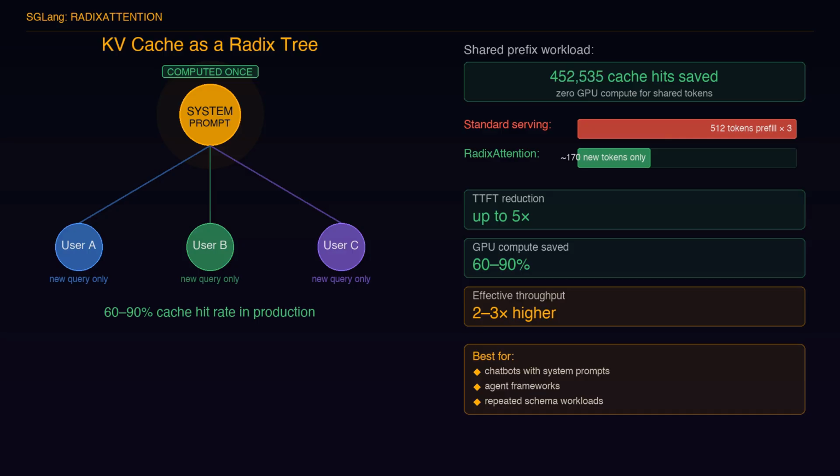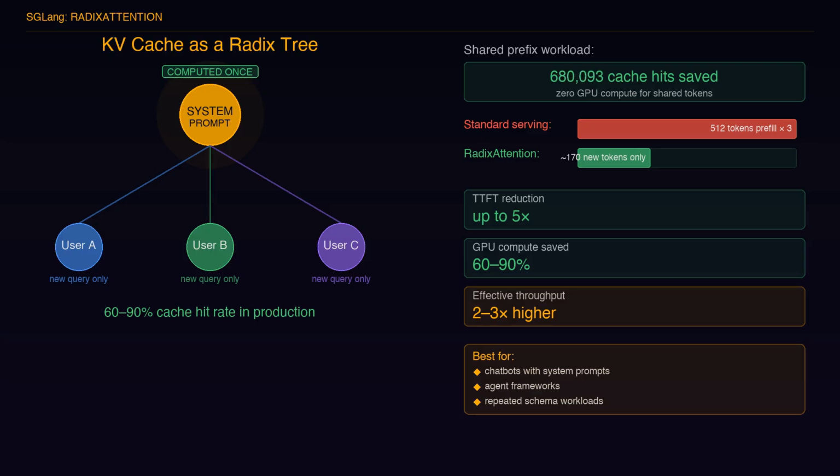It organizes the KV cache as a radix tree. The system prompt lives at the root, computed exactly once. Every new request sharing that prefix gets an instant cache hit. Only the user's actual query, the tokens that differ, ever touches the GPU for prefill.